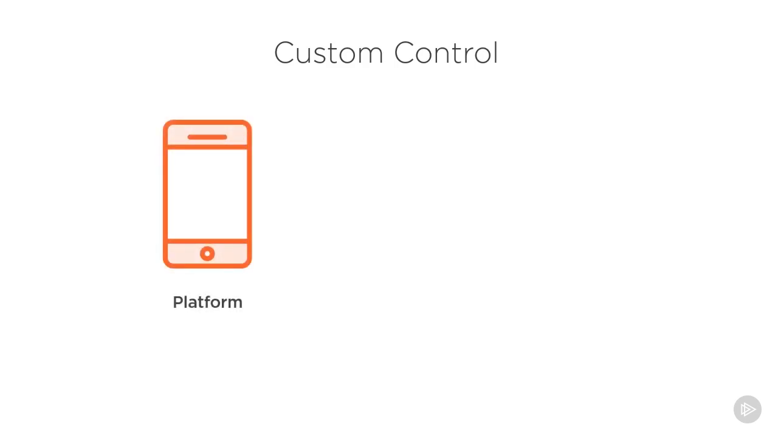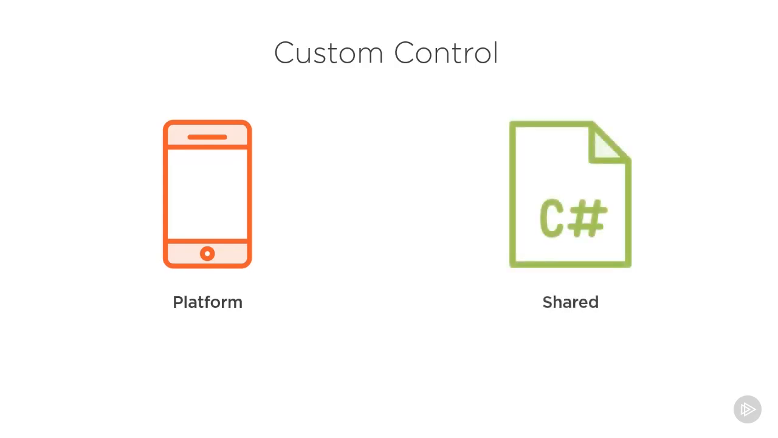Xamarin Forms custom user interface controls should derive from the View class, which is used to place layouts and controls on the screen. When creating a custom control, we can group them into two major categories. One being a platform control. Platform controls are exposed functionality from a specific platform and are generally exposed via a renderer. If we can build a custom control without having to expose a custom platform implementation not provided by Xamarin Forms, then that can be considered a shared control.